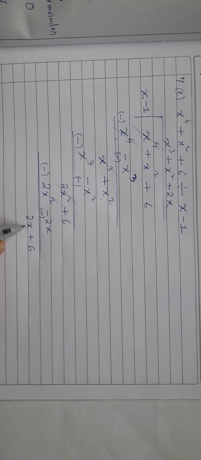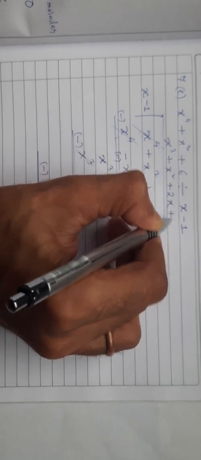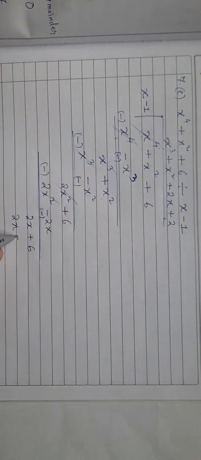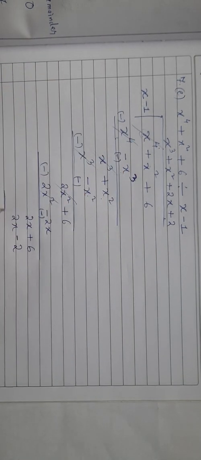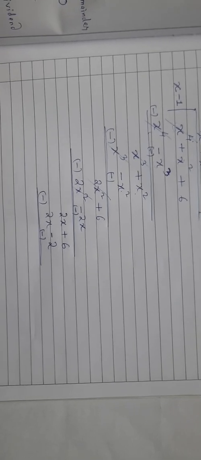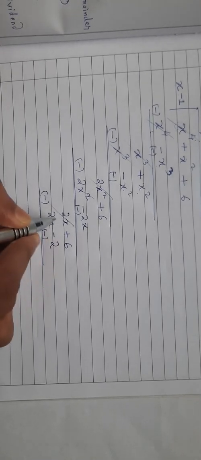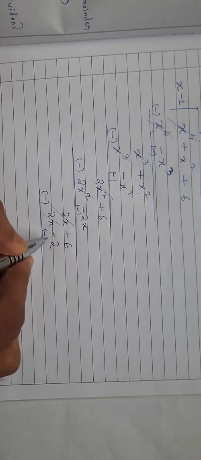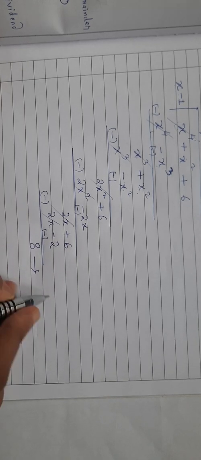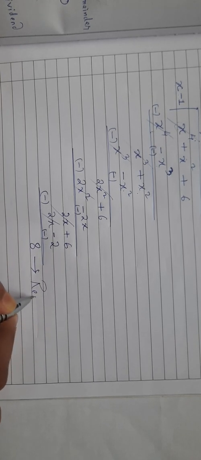Now here the highest power variable is 2x. So I'll try to cancel it. So plus 2. So 2 into x is 2x. 2 into minus 1 is minus 2. Here it is minus, here it is minus. So this 2x once again will be cancelled. Minus and minus is plus, 6 plus 2 is 8. So the remainder here is 8.